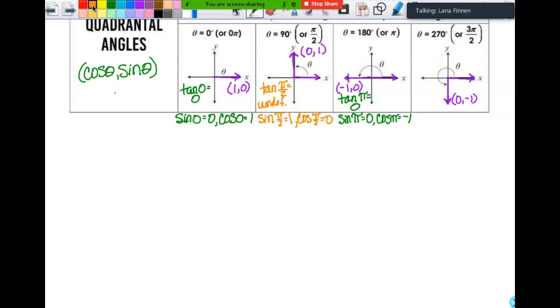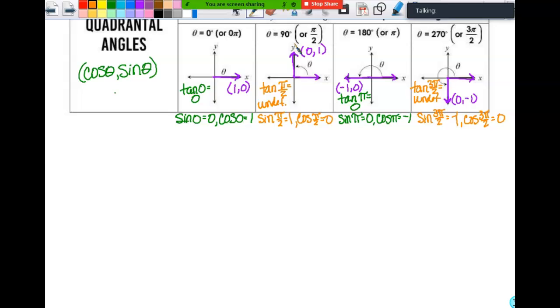Alrighty, then we've got the sine of 3 pi halves. What is that? Negative 1. And then the cosine of 3 pi halves is 0. It's the x value. Tangent of 3 pi halves is undefined. Because negative 1 over 0 is undefined. So same thing like on the y-axis, both of those values for tangent are undefined.